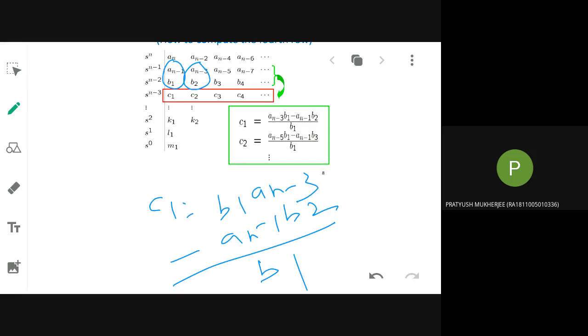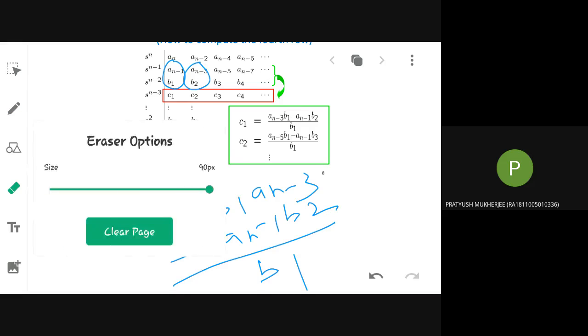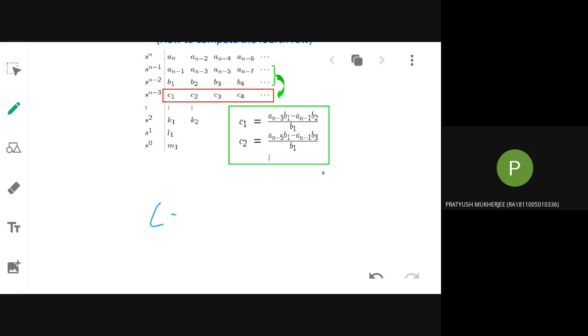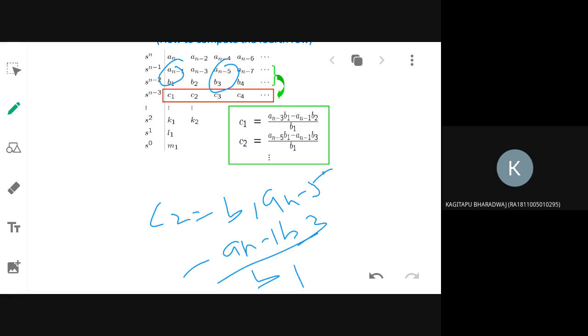What about C2? Now you have to consider this one and this one. Same way, multiply. Tell me the answer. an minus 5 B1 minus an minus 1 into B3, divided by B1. Like this only you have to fill up the entire Routh array.